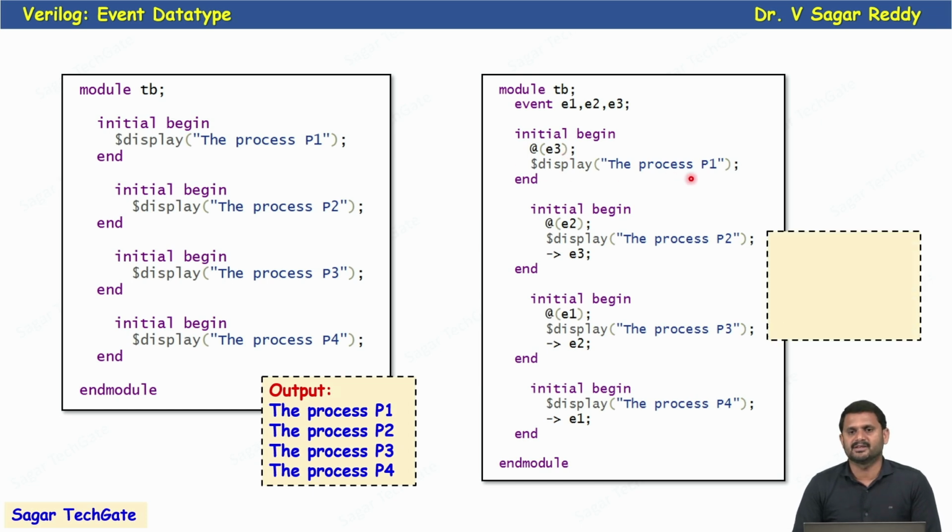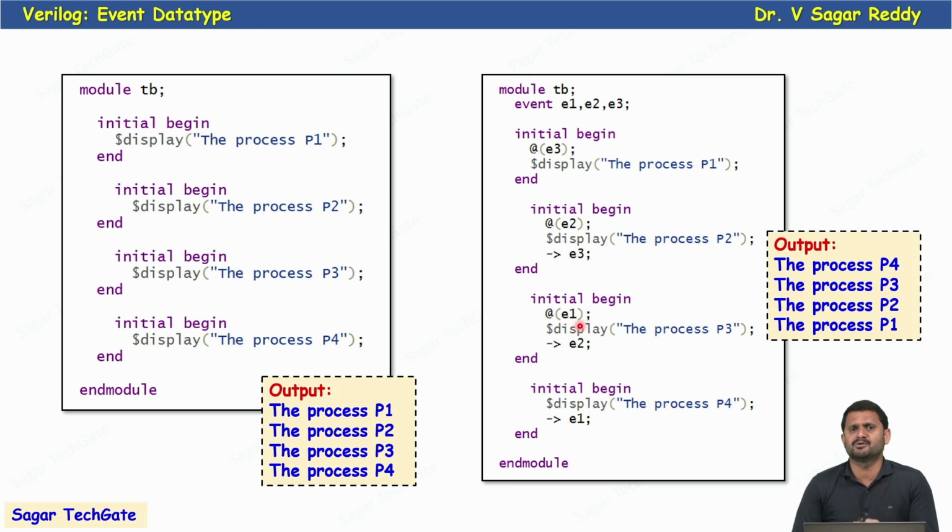Clear? So what is the output for this? First, process P4 will execute. Now we are triggering an event E1. After triggering E1, this initial block will execute because it is waiting for event E1 to occur. Then this display statement will execute. Now again E2 is triggered. Here it is waiting for E2 to occur, then this display will execute. Later this display. So now we are changing the order of execution. Yes or no? So we are communicating. This initial block will communicate like this.